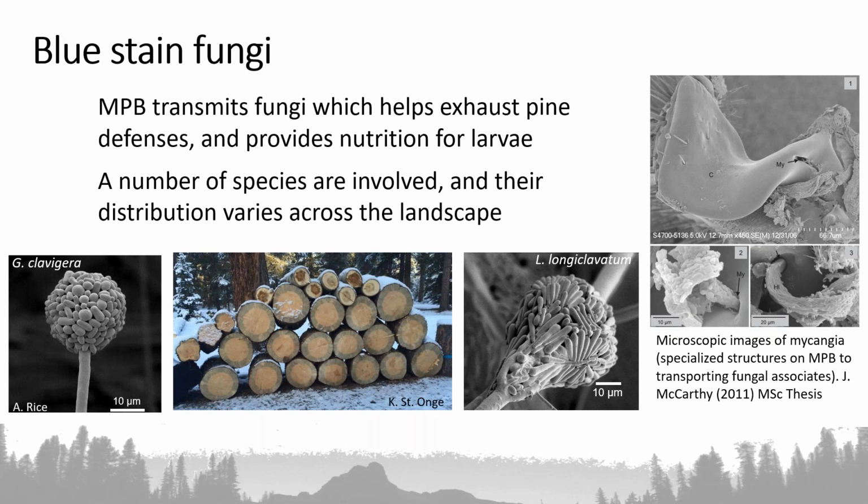The fungus benefits from the beetle in that it gets a method of dispersal. It hitches a ride so it can move around the landscape. And it's thought that the beetles benefit from the fungus when they lay their eggs. The larvae use the fungus as part of their nutrition, so they feed on both the fungus and the phloem. Together, the fungus and the larvae end up exhausting the tree and killing it. The distribution of these fungal species varies across the landscape depending on where you are and climate.